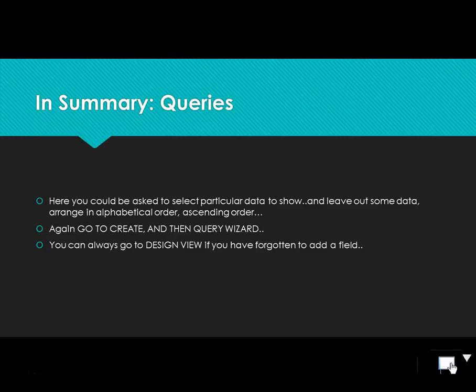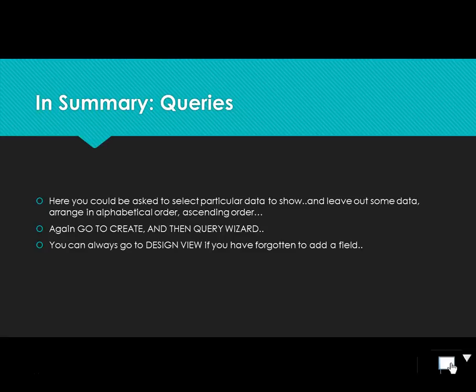Okay, and queries. Here you could be asked to select particular data to show and to leave out some data. And like I said, go to create, go to the query wizard, and just pick the information you need. Try and always understand the question well in terms of knowing what information you need. And it doesn't matter if you've missed out some information. If you need to add some information, just go back to the design view. And you always find that under the home tab. We're always working in the home tab.